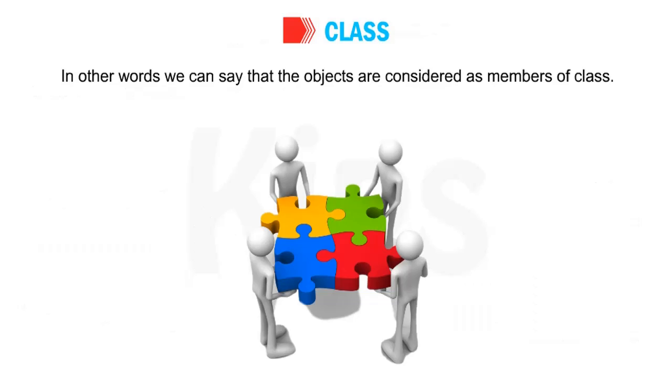Class. A class represents a group of objects of the same kind, which you have to underline. A class represents a group of objects of the same kind. Example, in your 8th standard class, only 8th standard students will sit in that class. In other words, we can say that the objects are considered members of the class.